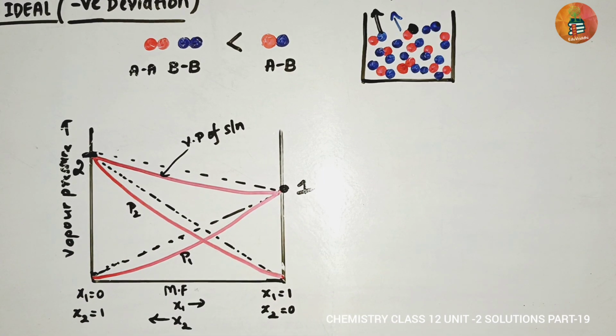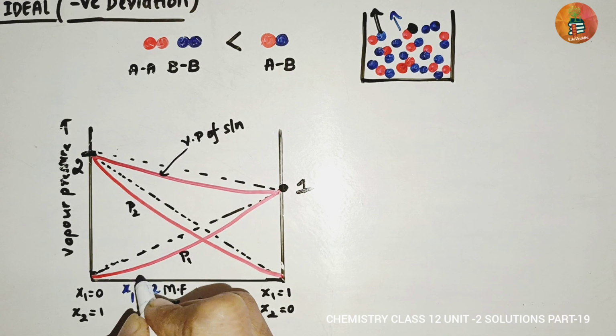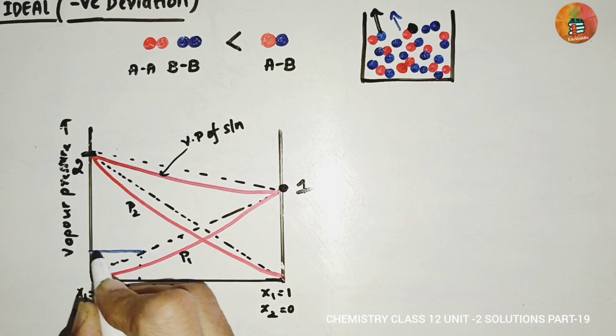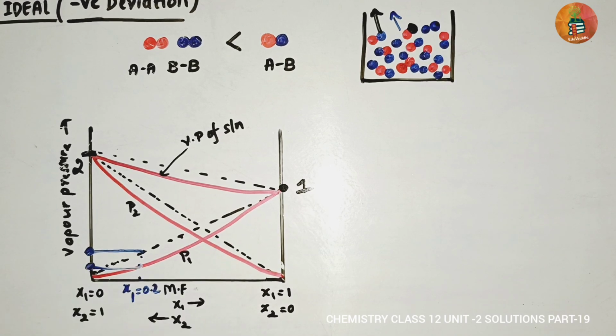But in case of a non-ideal solution showing negative deviation, what happens? We can see a red colored line below the dotted line. So what does it mean? The red colored lines show that the solution is showing negative deviation from Raoult's law. So you can see here, for example, for component 1, let me take x1 equal to 0.2 here. At this point, the expected vapor pressure is this one. But if you see the point on this curve, it will show the vapor pressure here. So the vapor pressure has become less in case of such type of solution. So you will get the vapor pressure lesser than expected from Raoult's law.